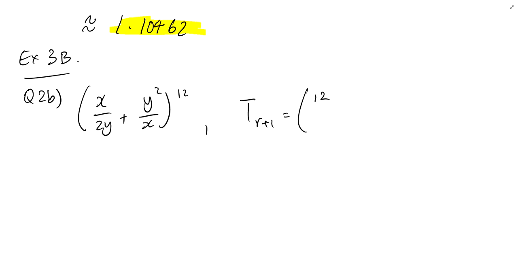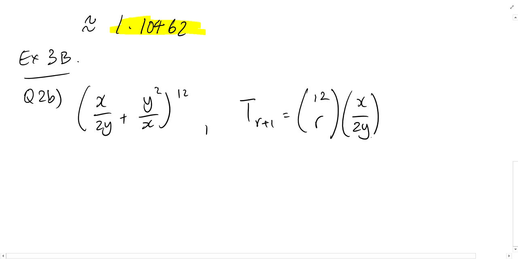Here, what is the general term? For this type of question, always write down the general term first. So T R plus 1 will be n, which in this case is 12, choose how much? R. What is my value of A? X over 2y. So what is the power for this A? 12 minus R. You can write n, but you must know that n is equal to 12. Next, what is the B term? Y squared over x to the power of R. This is my T R plus 1, my general term. Which term do they actually want?